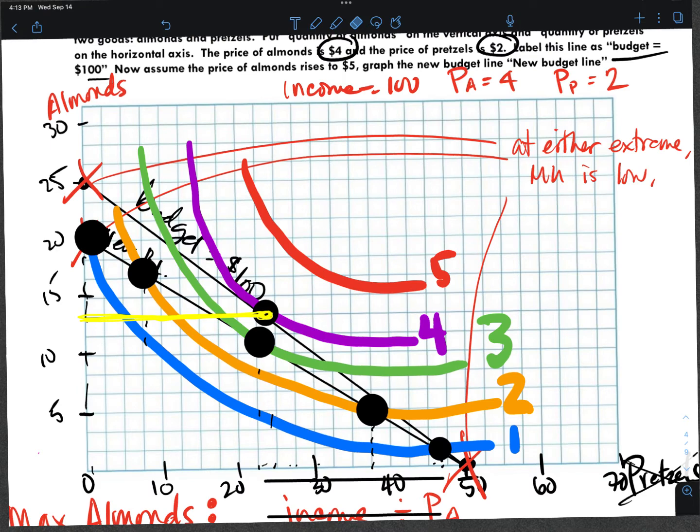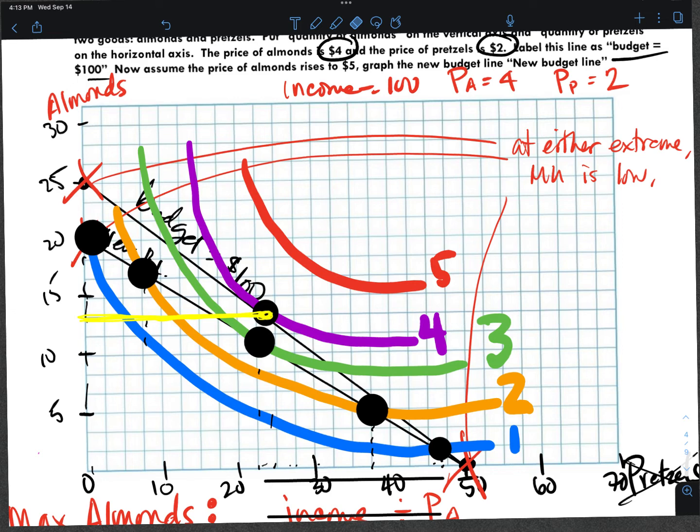So these are the graphs that I drew in class. Notice that on indifference curve 1, you have all the different combinations of goods, pretzels and almonds, that give you the same amount of satisfaction. Indifference curve 2 is slightly higher satisfaction because you're getting more of both at every combination. So 5 is the highest level of happiness, 1 is the lowest. So we want the highest, right?